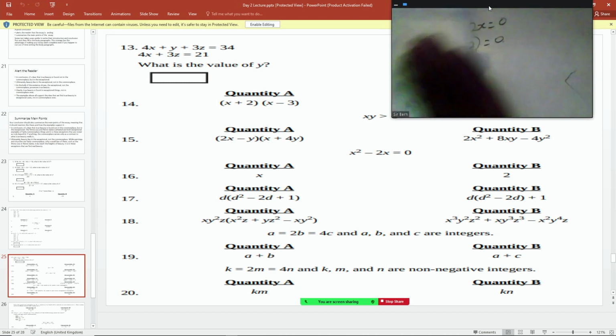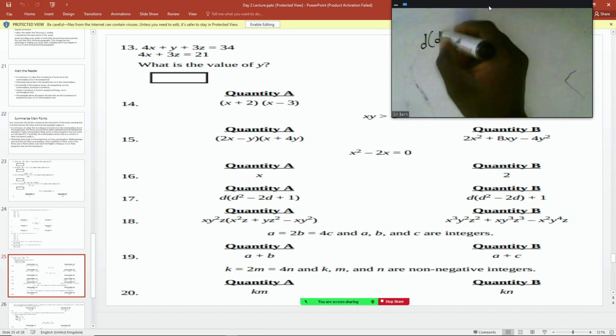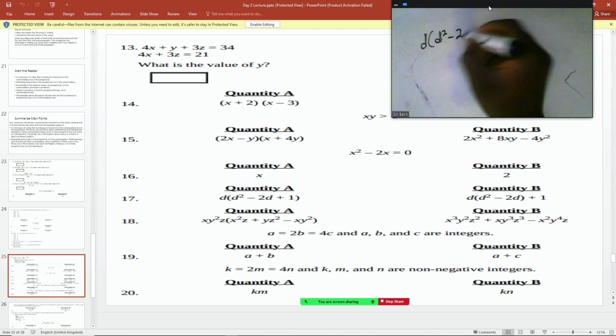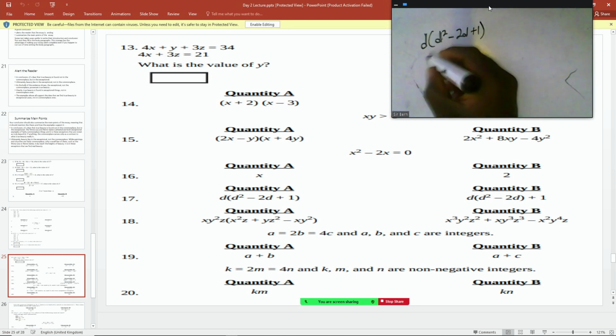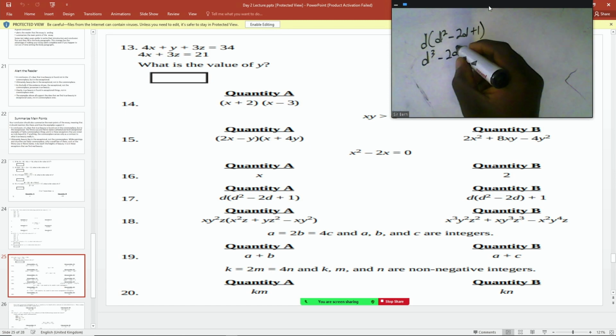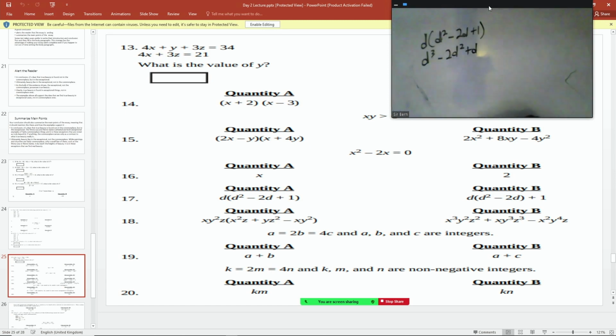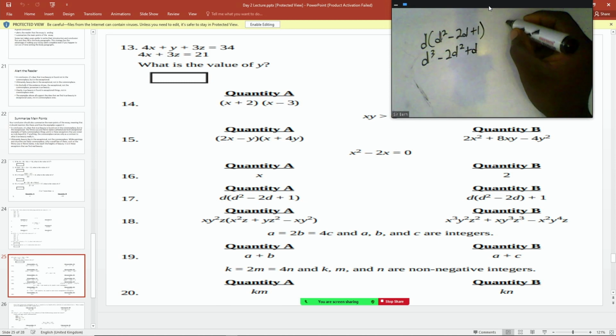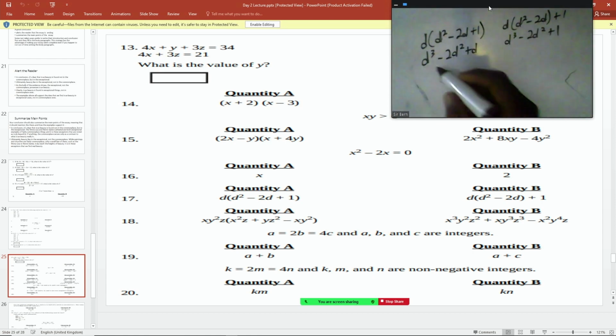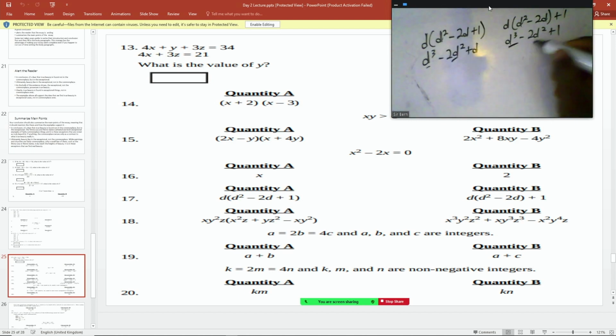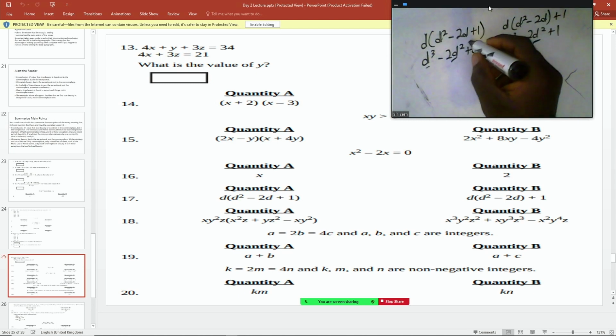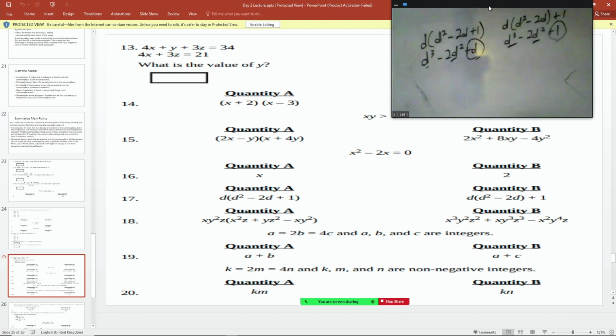Moving on to question 17. Question 17, d squared minus 2d plus 1. For quantity A, we have d cubed minus 2d squared plus d. That is quantity A. Quantity B will give us d outside d squared minus 2d plus 1. So this gives us d cubed minus 2d squared plus 1. So we see that the first two terms for each are the same. So it is just this that you are comparing, d and 1. But the question didn't tell us what the value of d is.